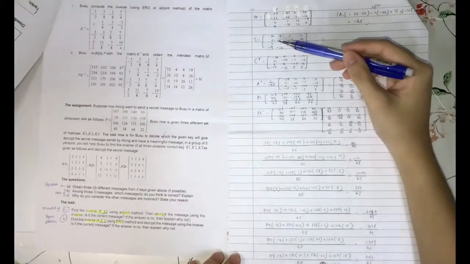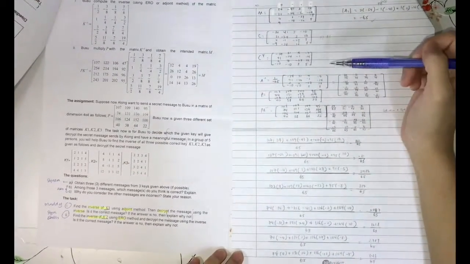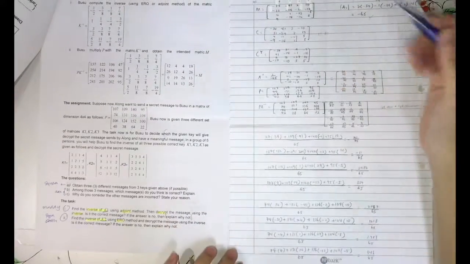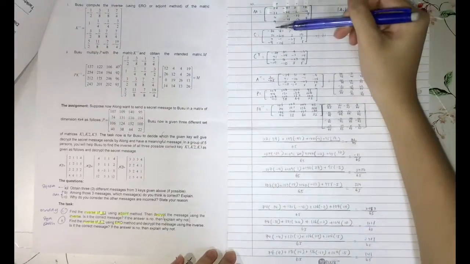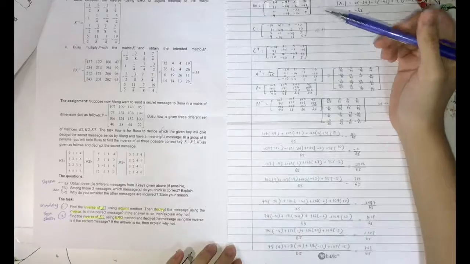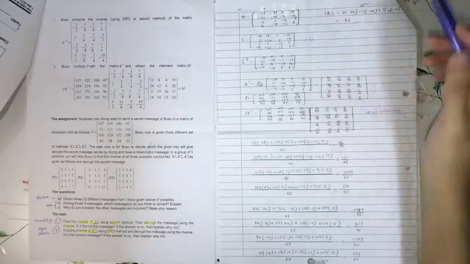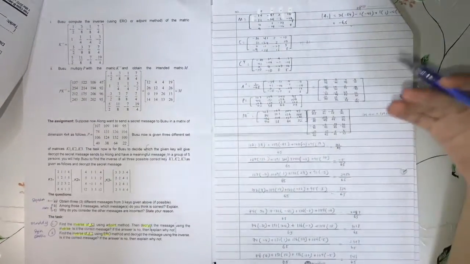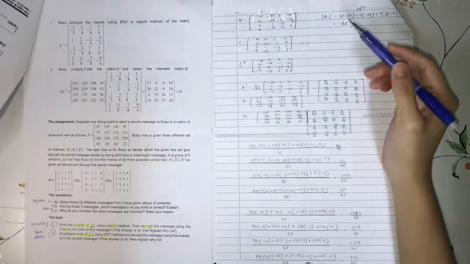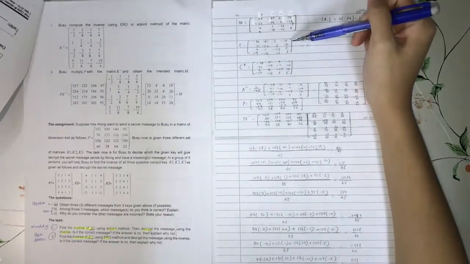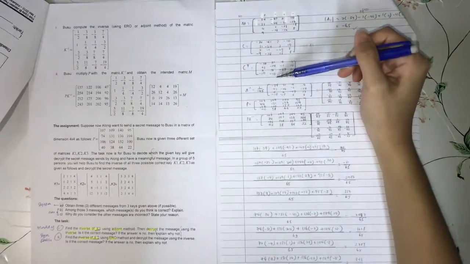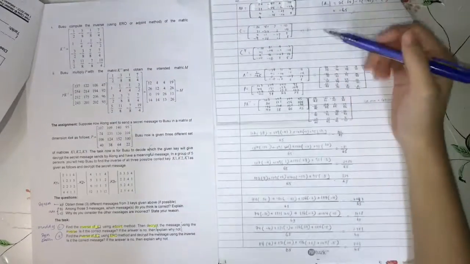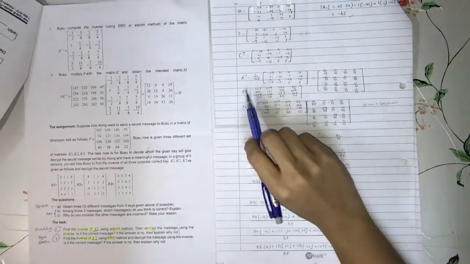Okay, after we find the cofactor, we'll find the transpose of the cofactor. So this transpose is just changing the rows and columns. So for instance, we take the first row, and when we transpose, this first row will become the first column, and the second row will become the second column, and so on. Okay, and then we will find the inverse of this matrix.